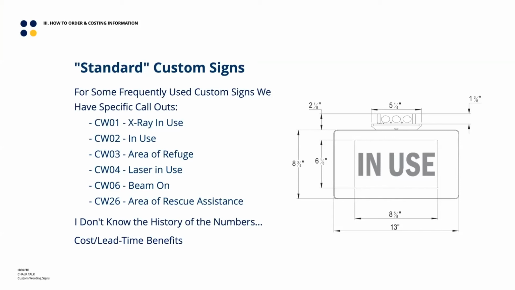One other aside, I have no idea what the numbers actually mean. They predate me. I don't know why we skip 5 and 7 through 25. I'm sure there's some very logical reason that somebody at Isolite knows. That person happens to not be me.